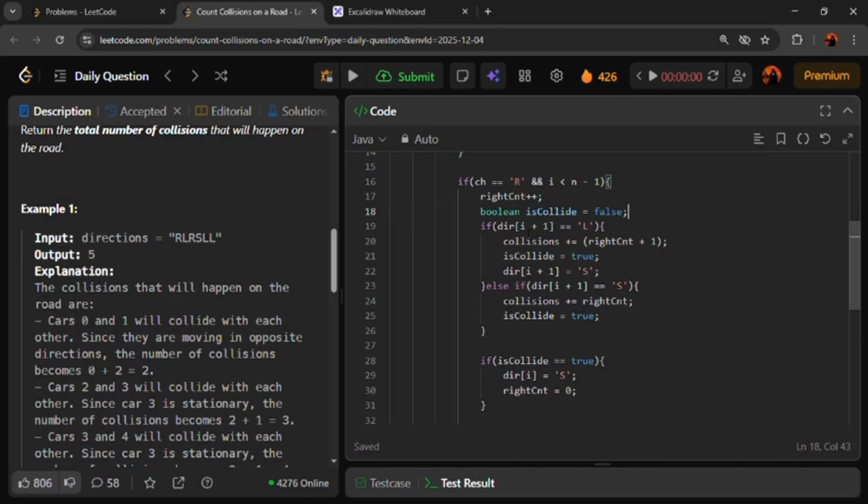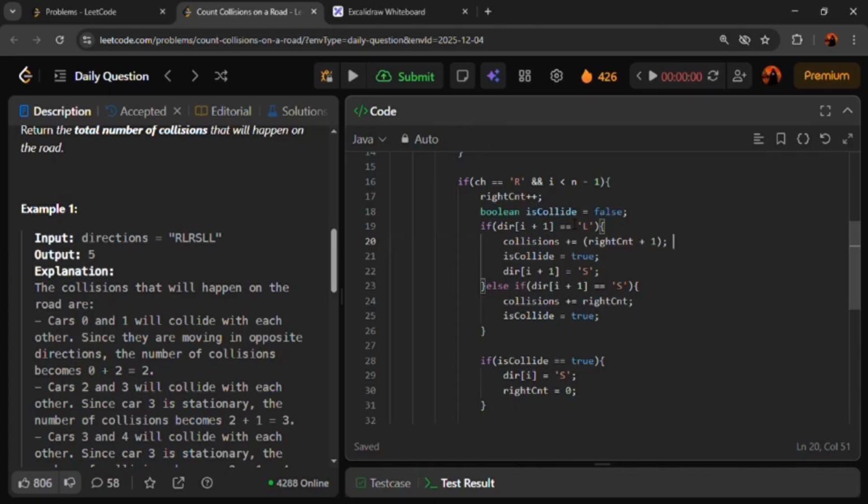If the car at index i plus 1 is coming in the opposite direction of this car, meaning it is coming from the left side, then we have to increase collisions by right count plus 1. Why right count plus 1? Because right count means the total number of right cars, and plus 1 is because this right car collides with this left car. So when the right car collides with the left car, we have to increase by 2.